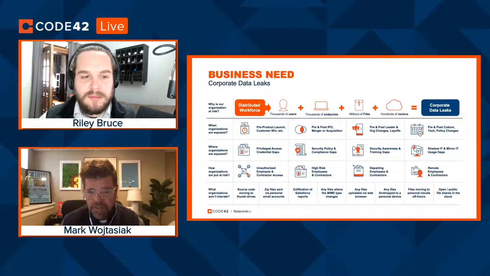Well, think about this. You've got thousands of users. You have this distributed workforce, right? Work from home, return to office, hybrid. What are you going to do? Thousands of users sitting behind thousands of endpoints with access to millions of files. And then throw on top of that hundreds of vectors or destinations, or places that files can go.